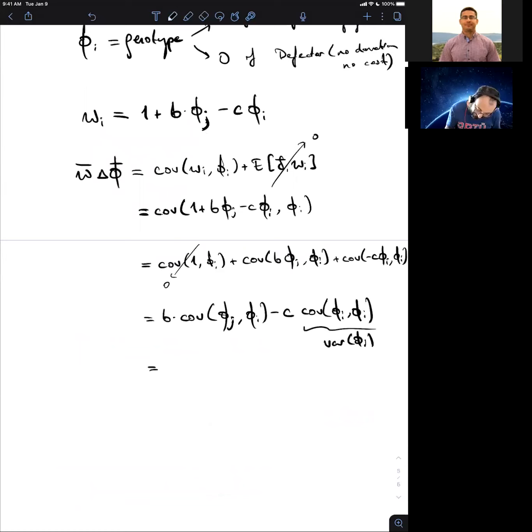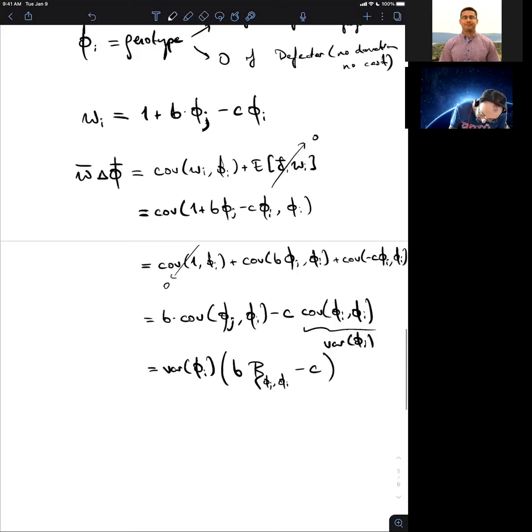And then as a last step, what we can do is we can factor out the variance of phi I. And then what we have is b times the covariance of phi j with phi I divided by the variance of phi I, right? Because we factored that out. Which we defined before as the regression coefficient of phi j over phi I, minus c. So this whole thing is equal to phi bar over delta, w bar over w bar times delta phi bar.